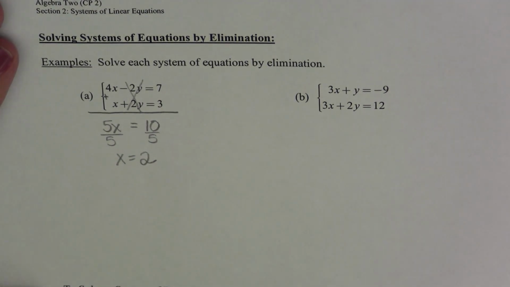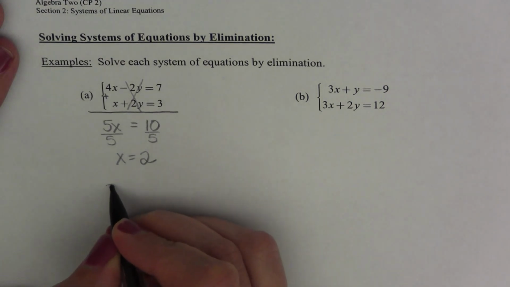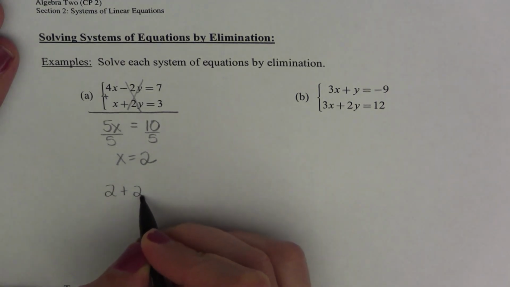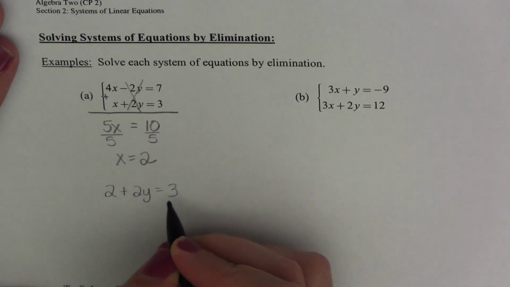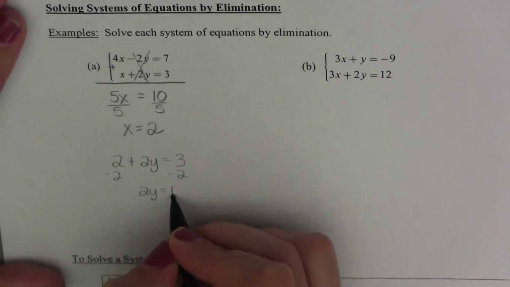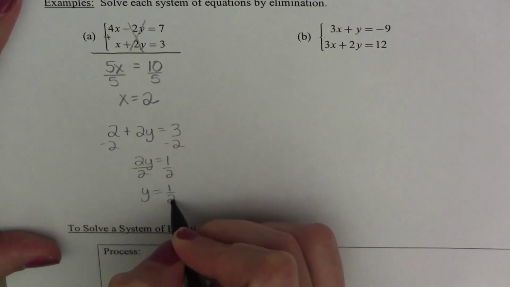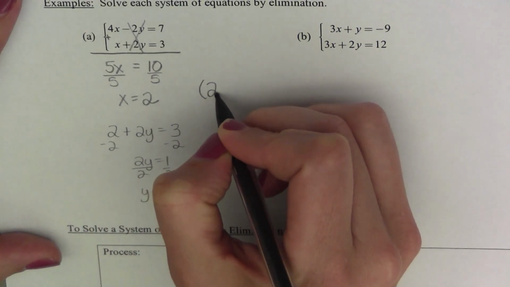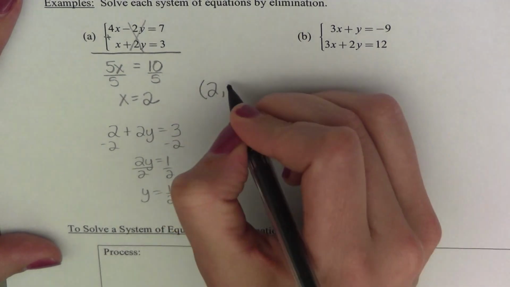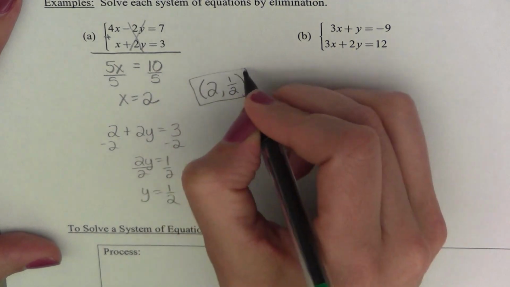And then using our method from solving by substitution, well, if I've got one variable, I can plug that into either equation. I think the bottom equation looks slightly easier. So I can say 2 plus 2y equals 3. Subtract that 2. 2y equals 1. Divide by 2. y equals 1/2. So I can tell the ordered pair where these two systems meet is at 2, 1/2.